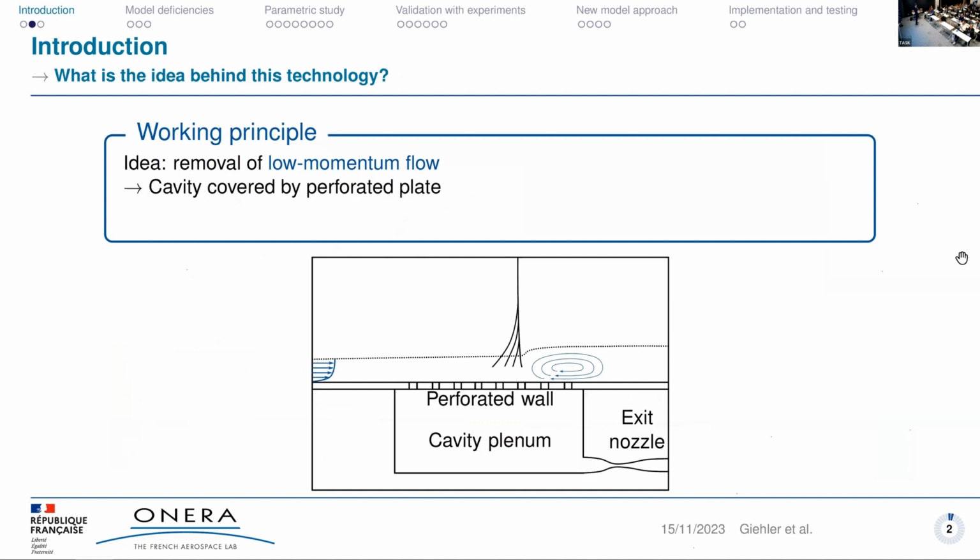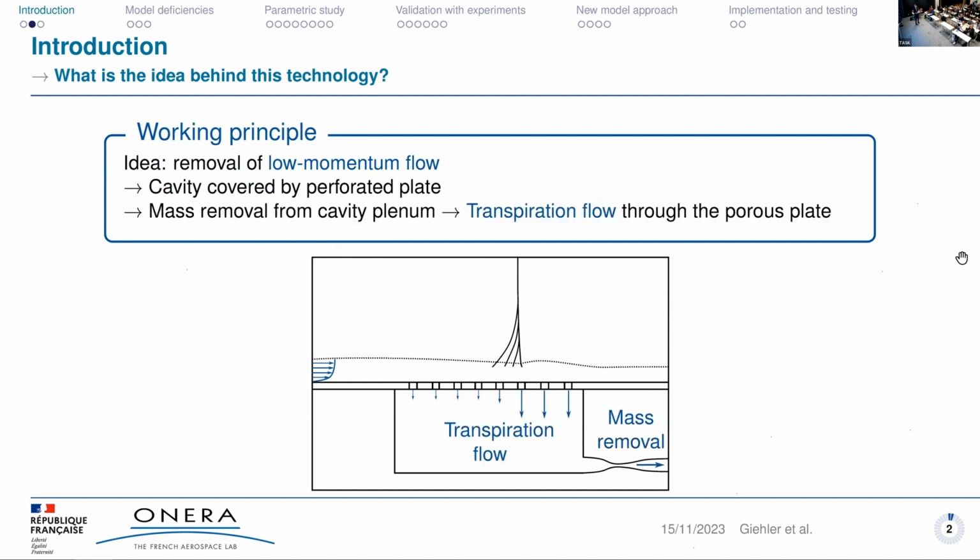And we do that by placing a cavity below the wall. Then we drill holes in the wall, so we have a perforated plate, and we remove mass from the cavity. And as a consequence, we obtain a transpiration flow through the wall. So upstream of the shock here, where the flow is supersonic, we have a thinning of the boundary layer, or we increase the momentum inside the boundary layer to make it more resistant against adverse pressure gradients. And downstream of the shock, where usually the flow is separated, we just suck the flow separation away.